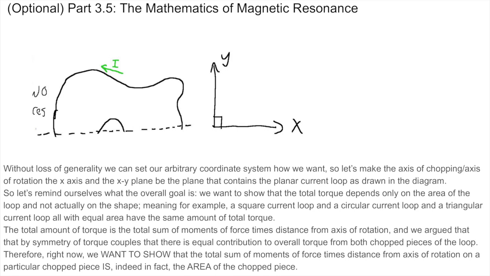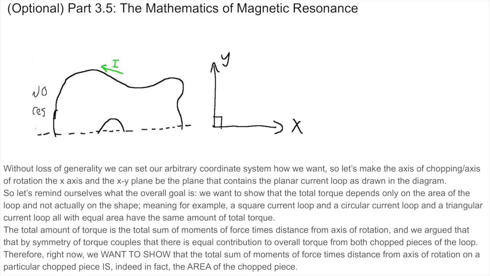Without loss of generality, we can set our arbitrary coordinate system how we want, so let's make the axis of chopping, the axis of rotation, the x-axis and the xy plane to be the plane that contains the planar current loop as drawn in the diagram. So let's remind ourselves what the overall goal is. We want to show that the total torque depends only on the area of the loop and not actually on the shape, meaning, for example, a square current loop and a circular current loop and a triangular current loop, all with equal area, have the same amount of total torque.